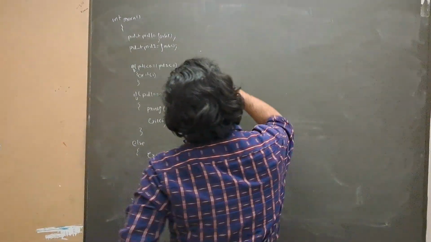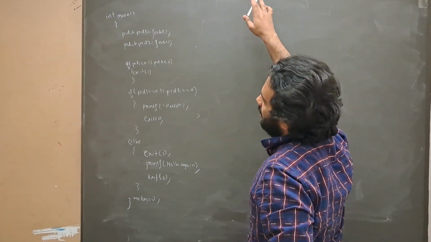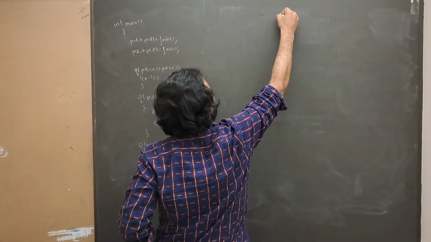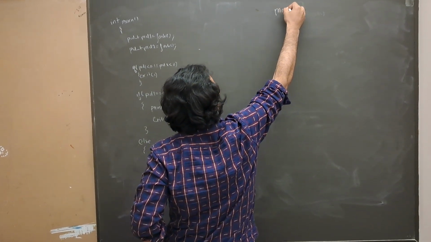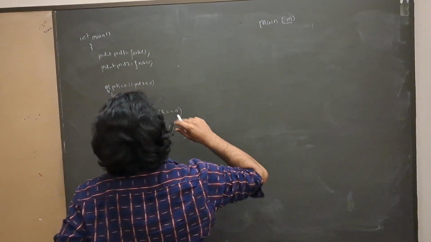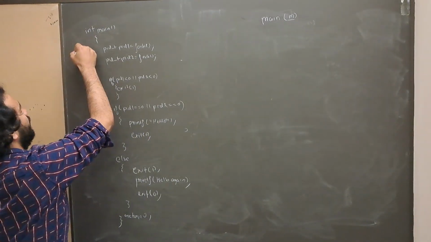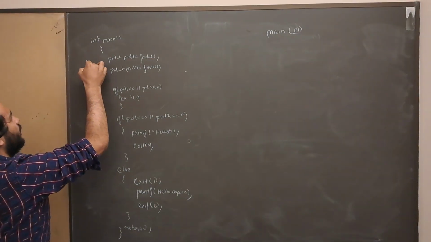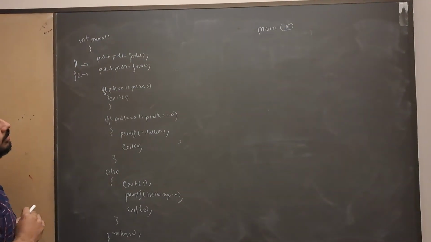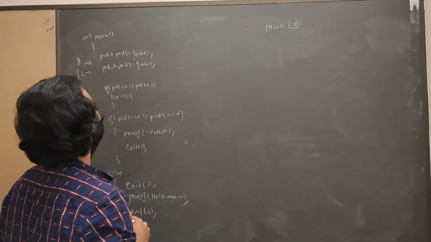So in this, we will draw a fork tree. In the fork tree, what we have to do is, let's write main process, and I will be abbreviating it as M to show the main process. Now let's write F1 and F2 corresponding to these fork calls. Now let's start with the process tree.